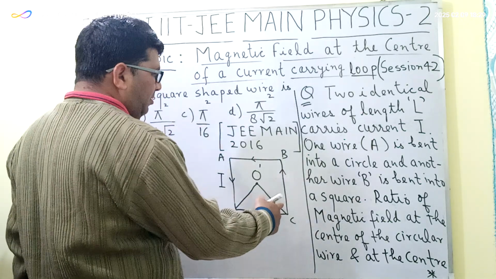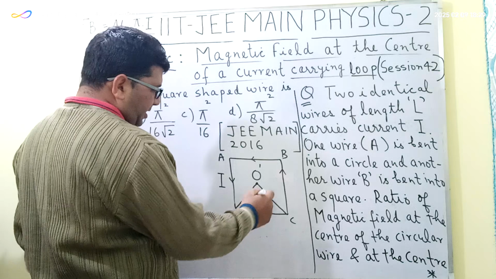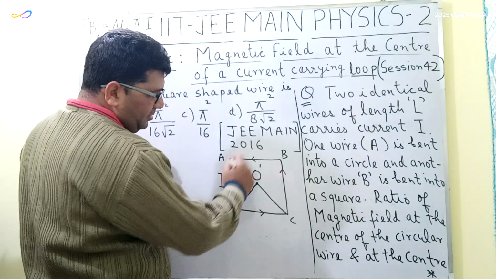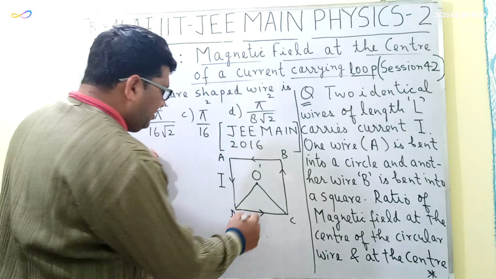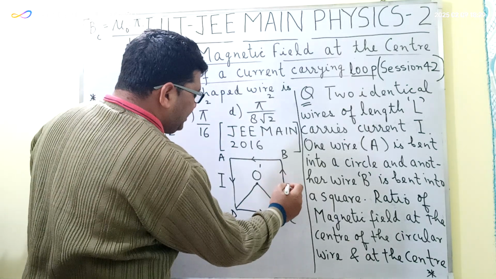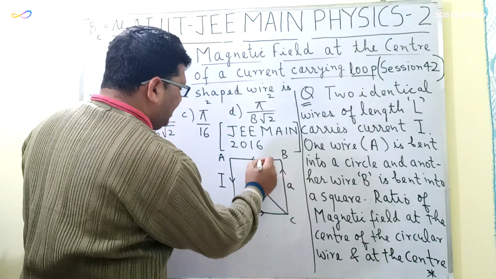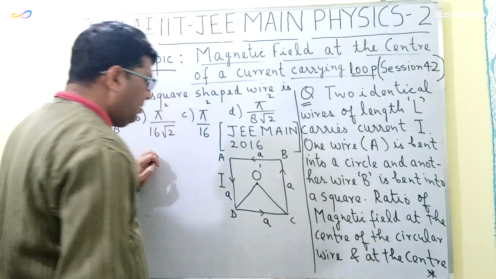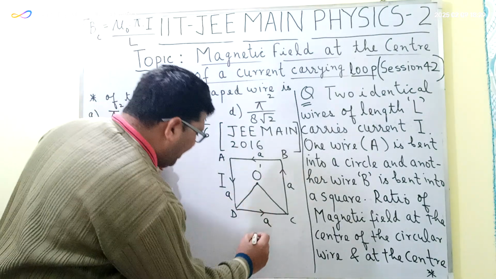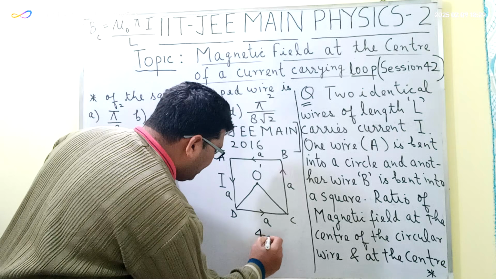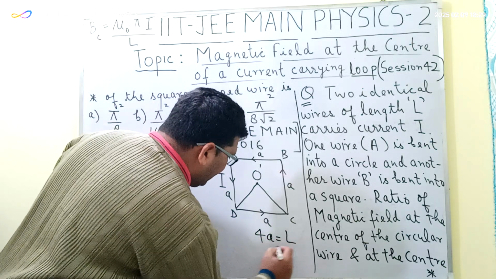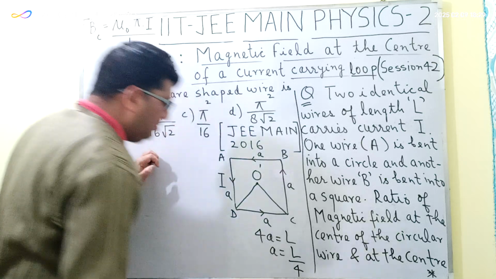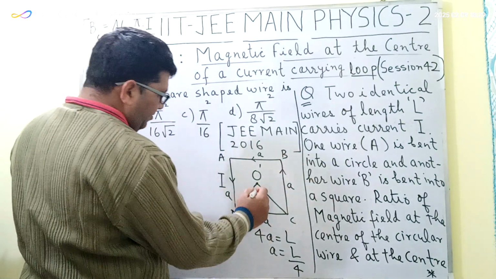So here the perimeter of this square, let us consider the length of each side of this square as A. So the perimeter will be equal to 4A and this will be equal to L. So the length of each side of the square will be equal to L by 4.